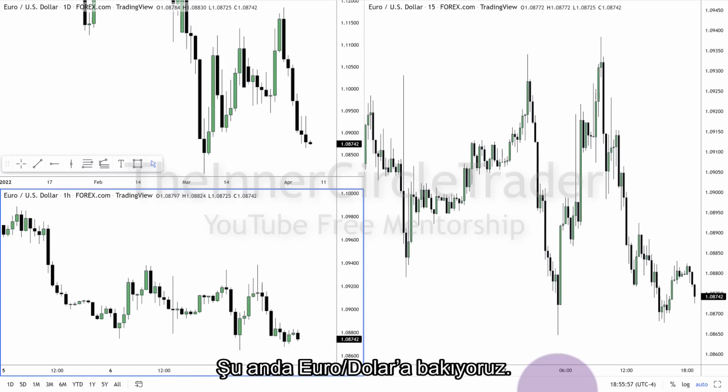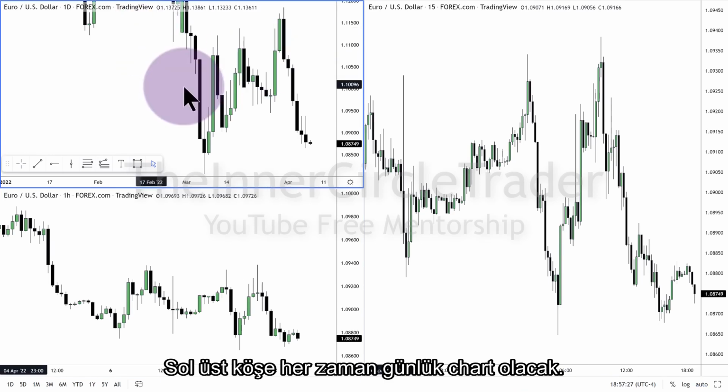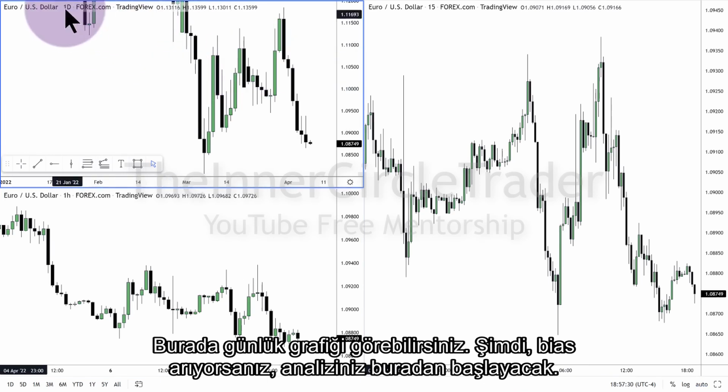All right, so we are looking at the euro dollar. The upper left-hand corner is always going to be the daily chart. As you can see here, daily. Now, if you're looking for bias, you're going to start your analysis here.